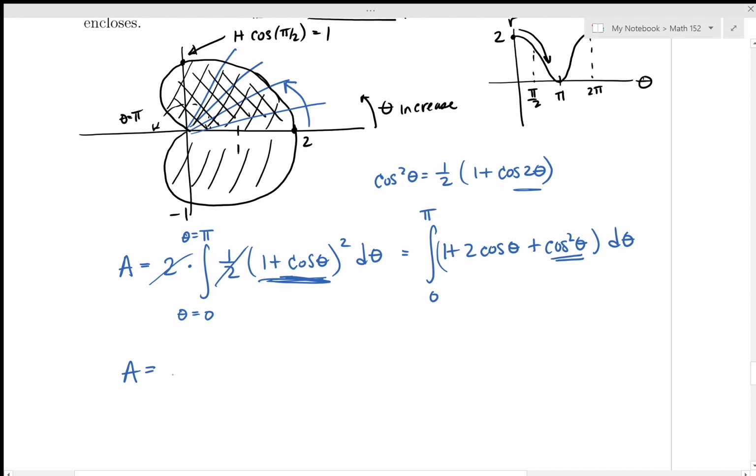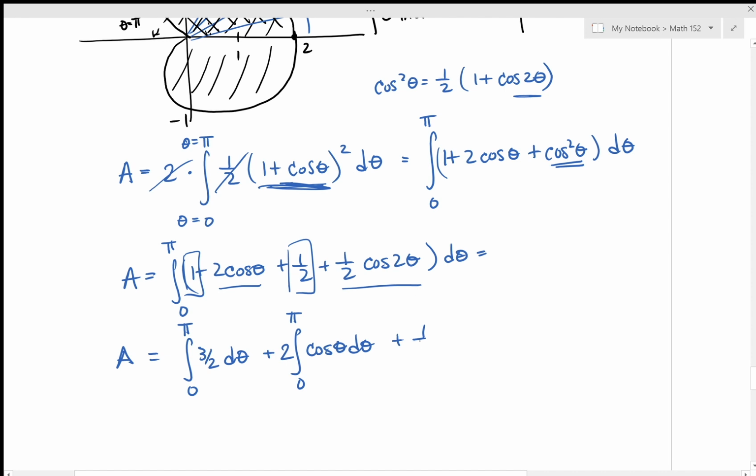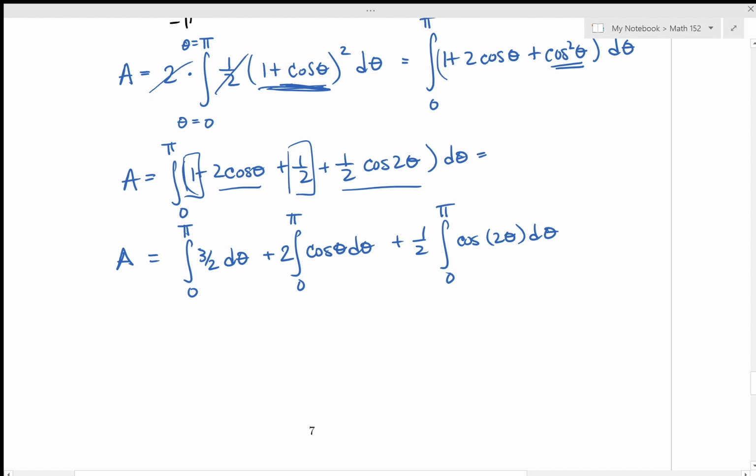So I'm just going to keep going down here. I'm going to be 0 to pi of 1 plus 2 cos theta. That's the first 2 terms. And then the cos squared I'm going to replace with 1/2 plus 1/2 cos 2 theta d theta. And then I am going to combine these because that's going to just make my life easier. And then at the same time, I'm going to split this into 3 integrals. So it's going to be the integral from 0 to pi of 3/2 d theta plus the integral from 0 to pi of 2 cos theta, plus the integral from 0 to pi of 1/2 cos 2 theta d theta. Okay, all 3 of these integrals straightforward.